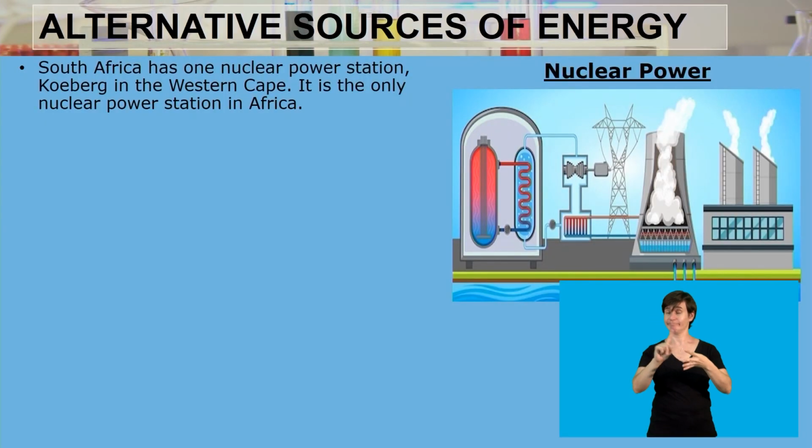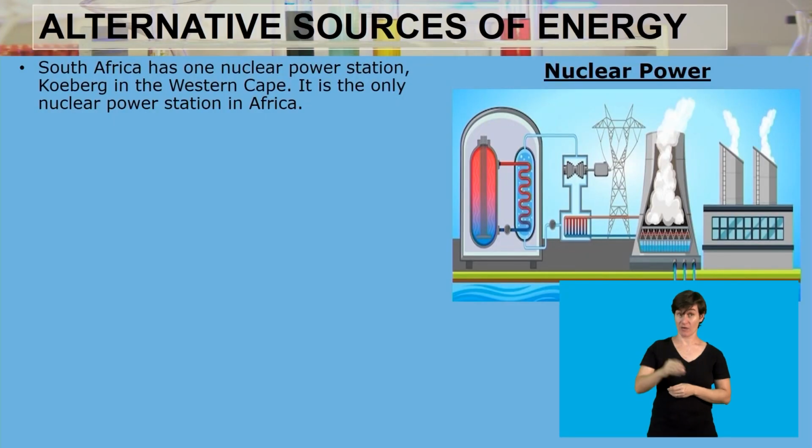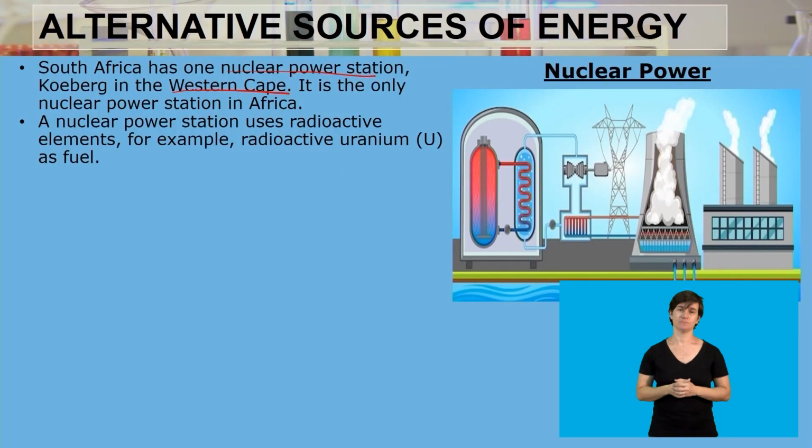And then lastly, the last alternative source of energy being nuclear power. If we can't use water and we can't use wind, and also cannot use the sun, can we then use the nuclear power that is found in the Western Cape, as we have said? We do know that South Africa has one nuclear power station, in Koeberg in the Western Cape. It is the only nuclear power station in Africa. So in the entire Africa, we only have just one nuclear power station, and it is found right here in South Africa in the Western Cape.